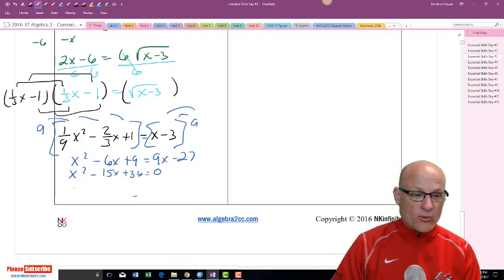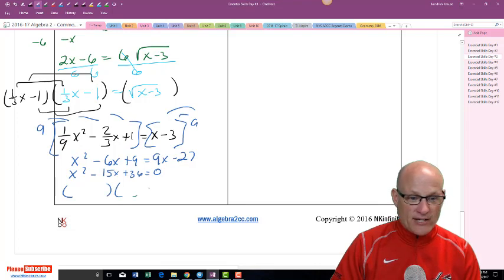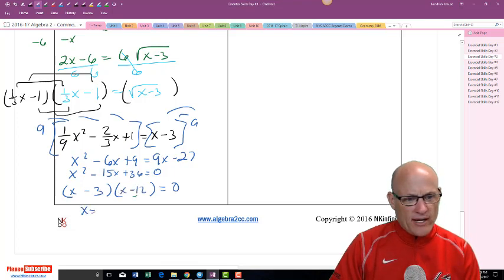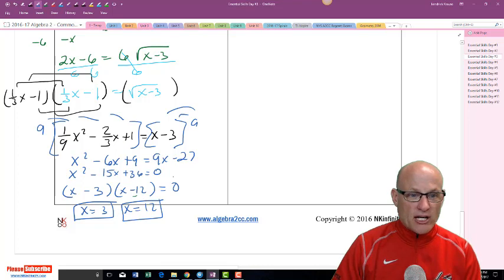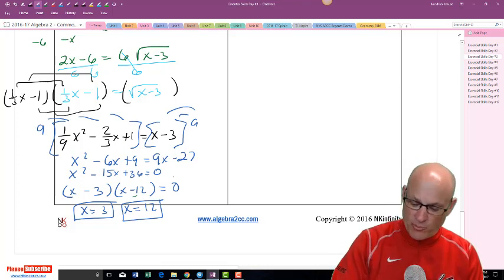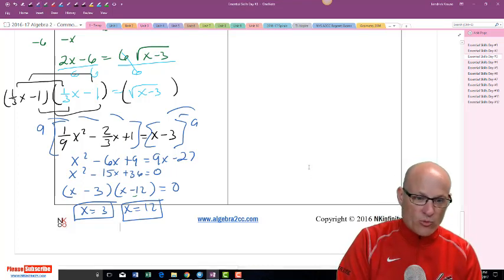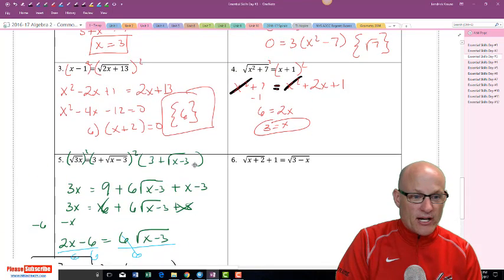Subtract 27, or add 27 to both sides. Factoring's not too bad here. I get x minus 3, x minus 12. So my two answers are x equals 3 and x equals 12. Now I'm going to check both those answers. I'm going to tell you both work, but I'm going to show you another way to solve this one if they don't ask you to do it algebraically.